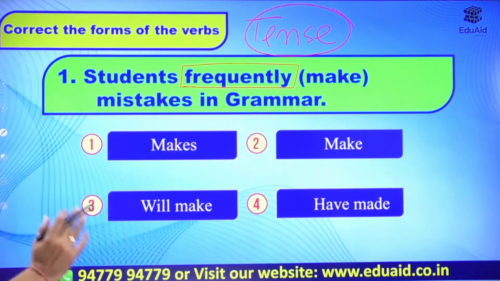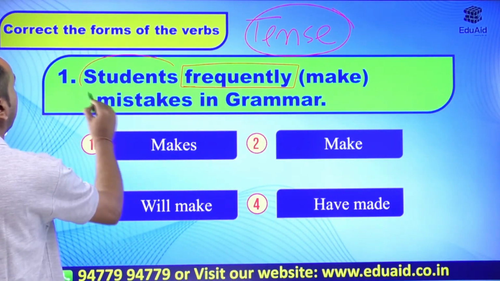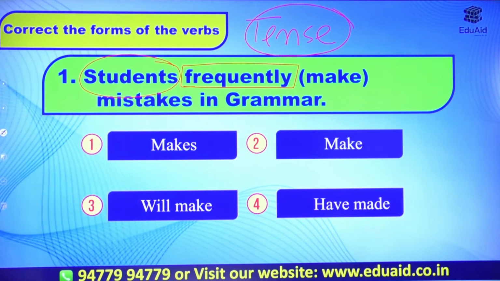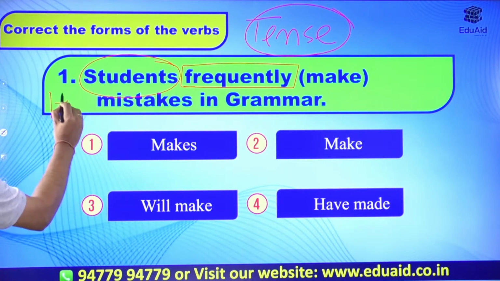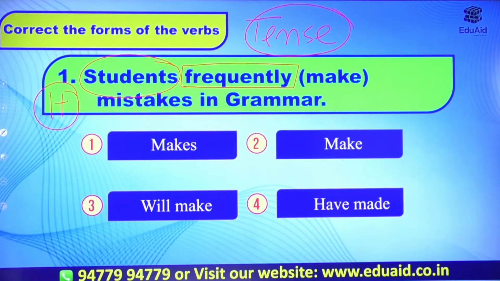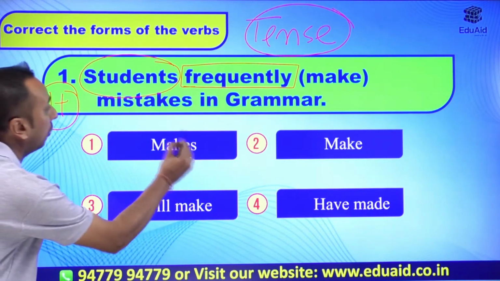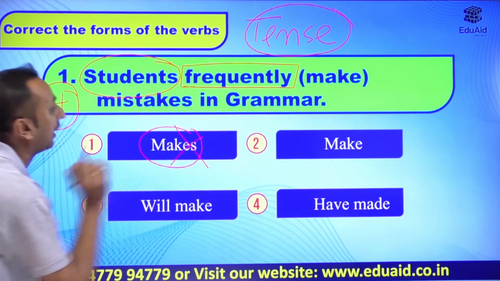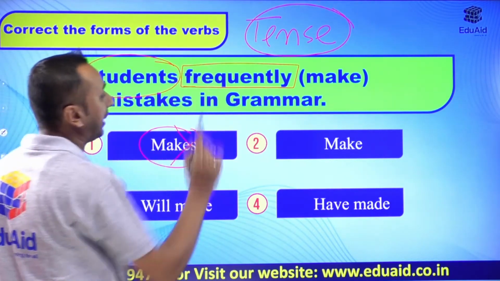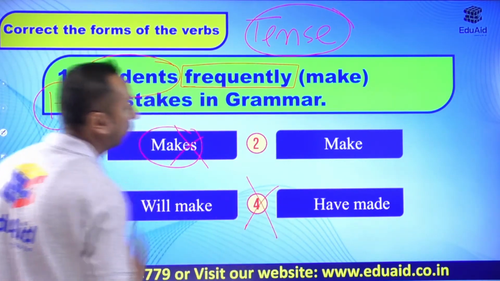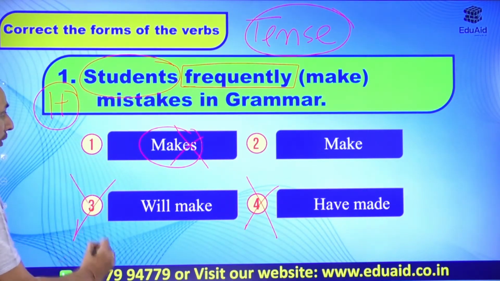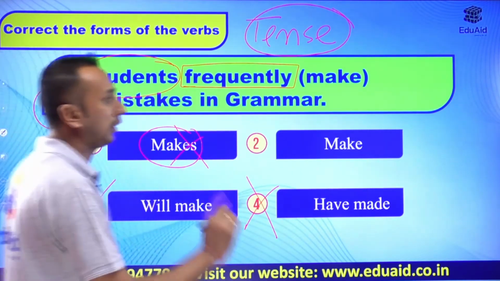Now the mistakes come into play. Our subject in the question is students. Yes or no? The subject in the question is students. The verb should agree with the subject, so when we say students, we are talking about more than one. The subject is plural, so we cannot add s or es to the verb. Frequently denotes habitual action, so have cannot work; we are not talking about future action.